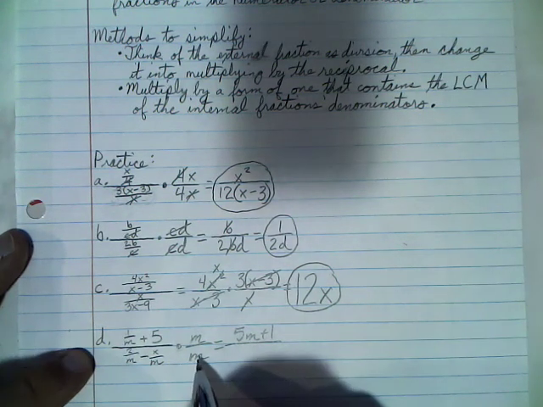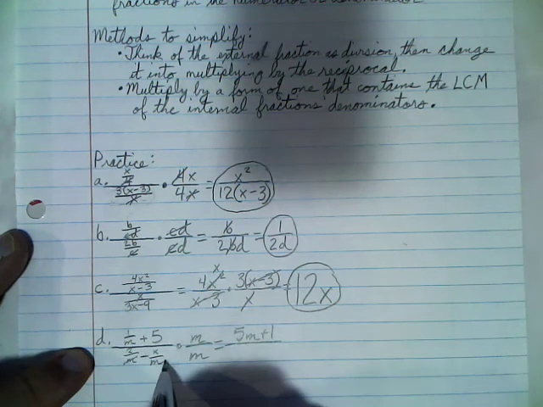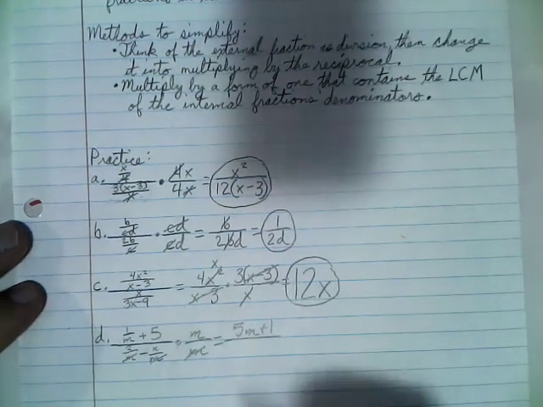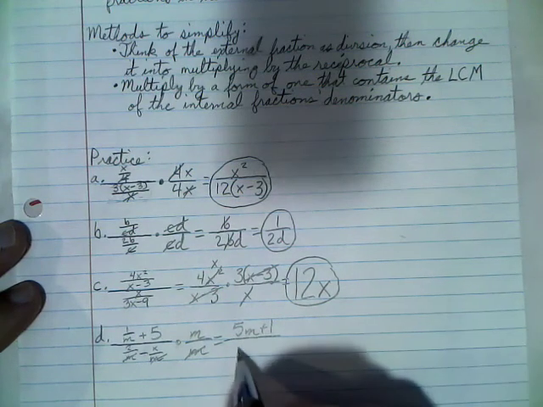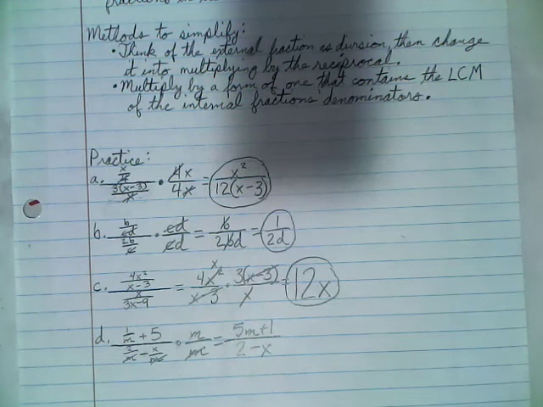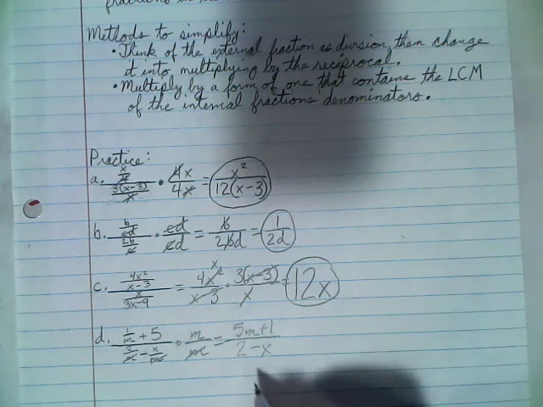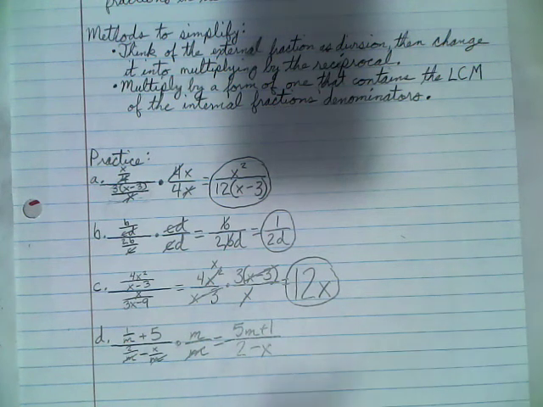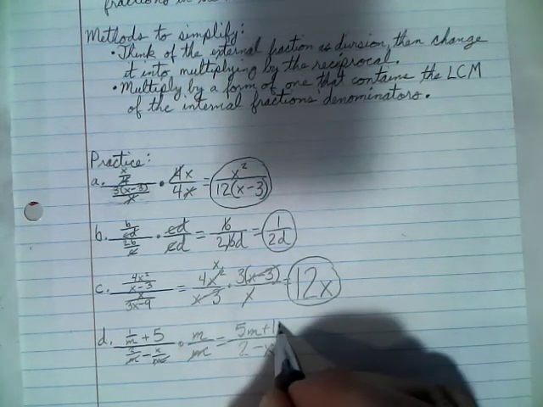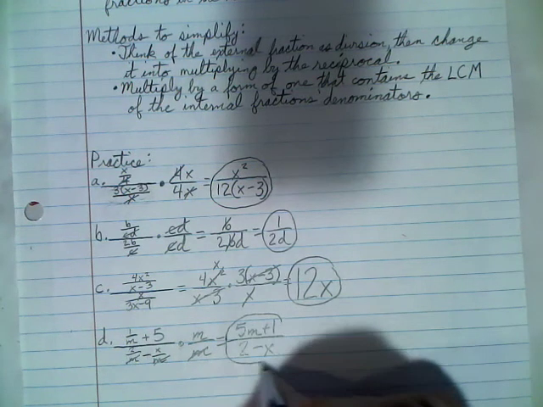In the denominator, both of these m's will cancel with that. They're just gone, which means this is really just 2 minus x. Now I could make this negative x plus 2. That would also be acceptable. But sometimes when we have subtraction like that, we just go ahead and leave it subtraction. So this would be a perfectly acceptable final answer.